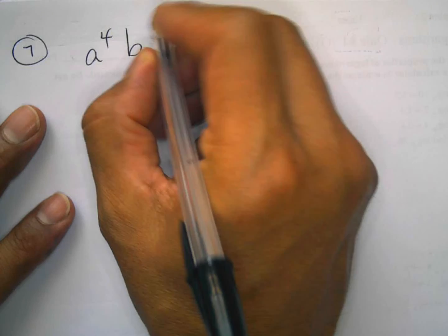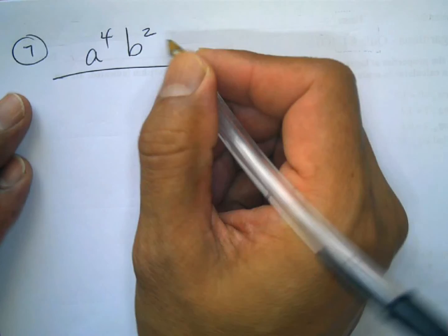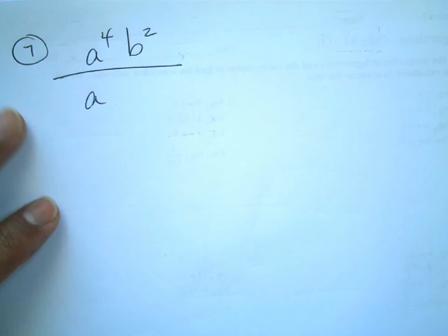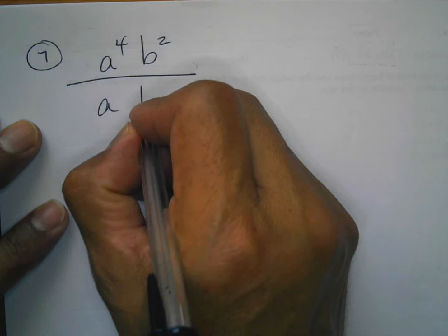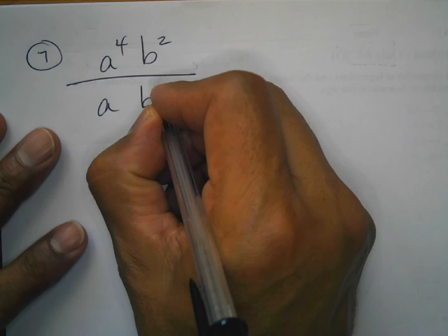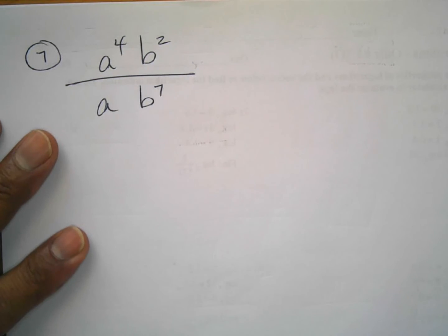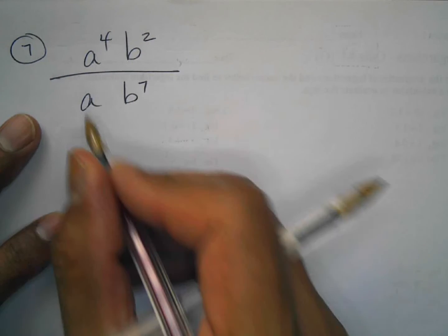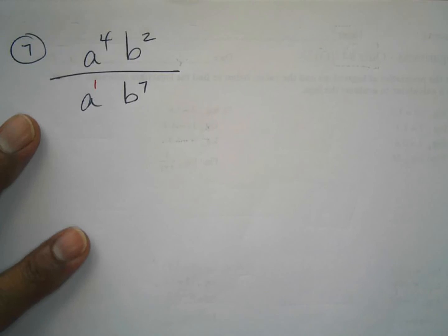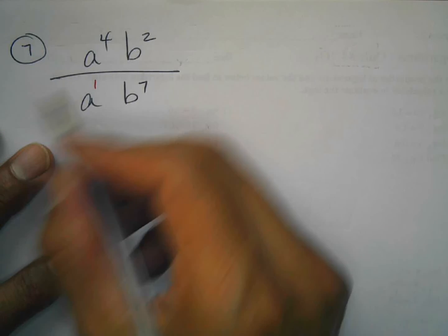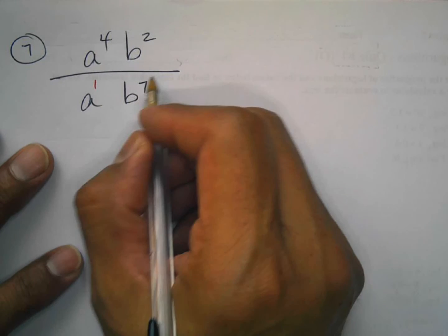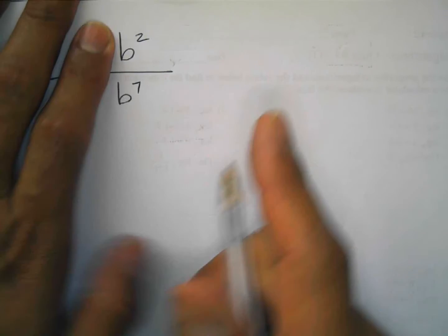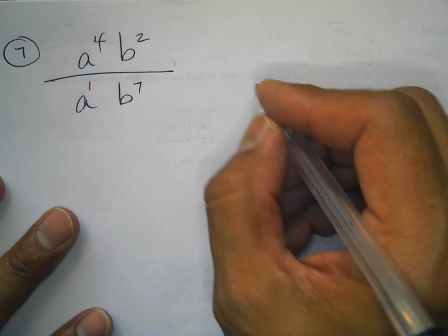Now you're going to have 2 variables. What if you have A4, B2 over A, B7? Well, let's make sure they all have numbers, right? If it doesn't have a number, you put a 1. Okay, the A's are going to work with the A's, the B's are going to work with the B's. So there's kind of like 2 separate little problems happening here.